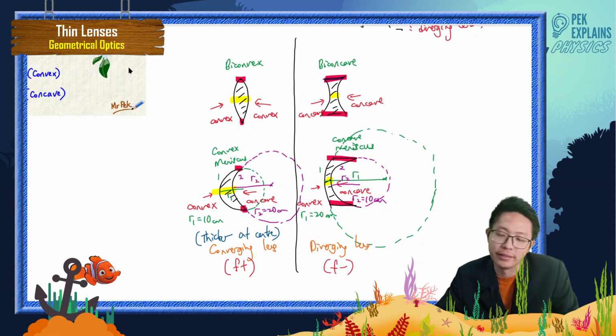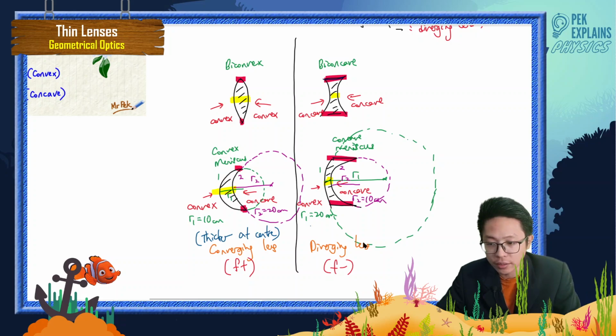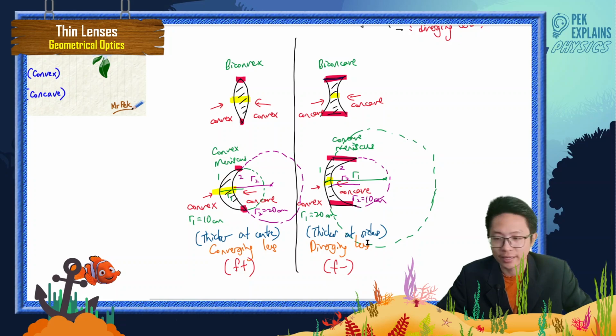The center is thinner. So what I can say is, a diverging lens is always thicker at the sides. This one is thicker at the center, and thicker at the center is called a converging lens. Thicker at the side is called diverging.